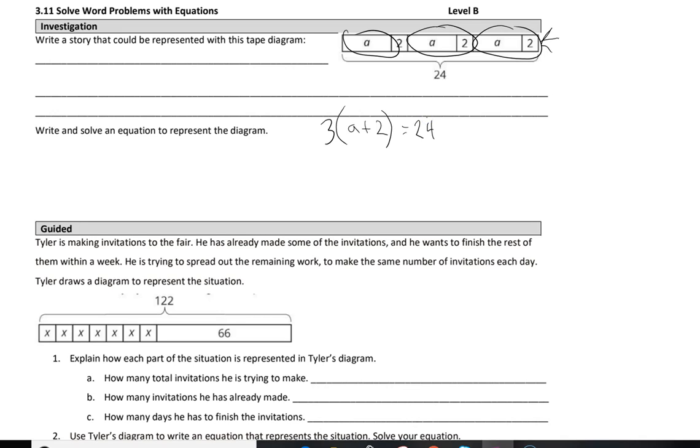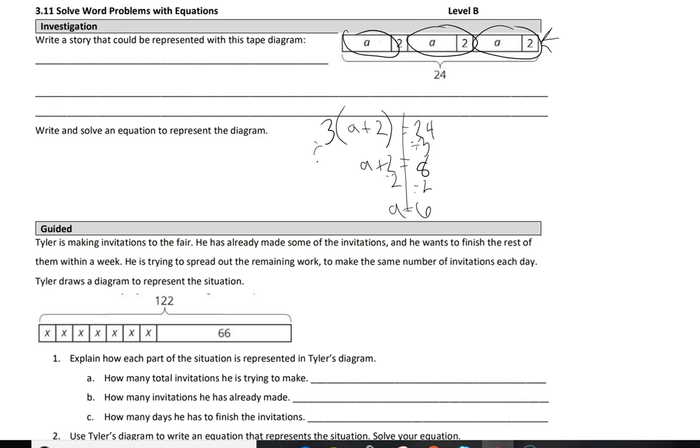Now the equation you should have written looks like the one I just made. Again, we have our 3 groups. There's an A and a 2 in each group. That's why we have our parentheses. So to solve, we can think about dividing this 24 among the 3 groups. That leaves us with each group has 8 things. And then they all started with 2. Then our missing piece is going to be 6.